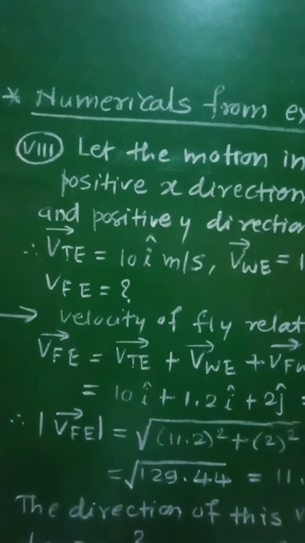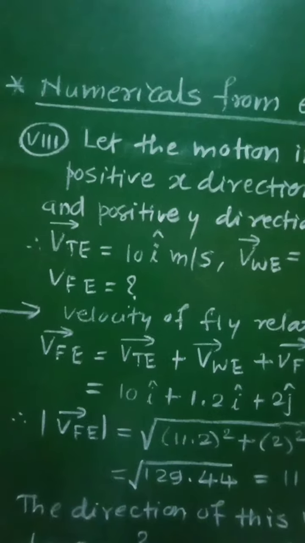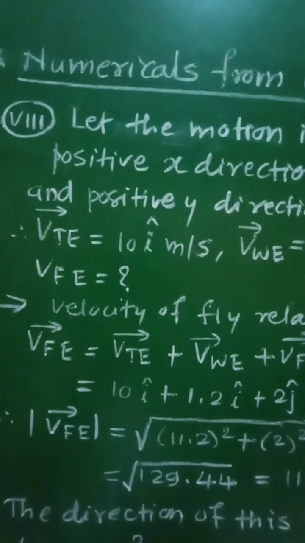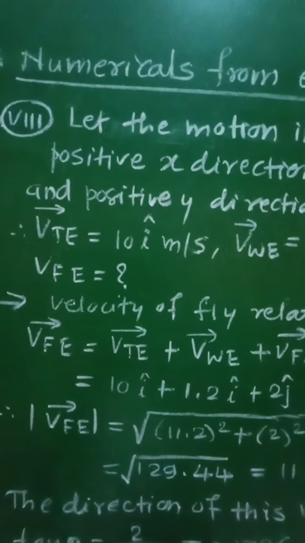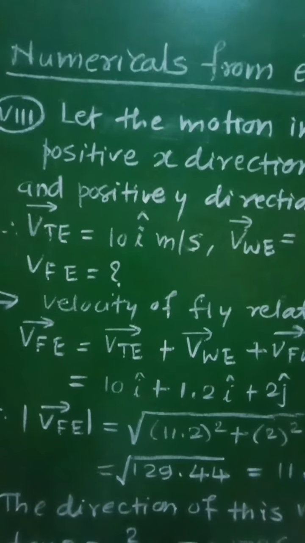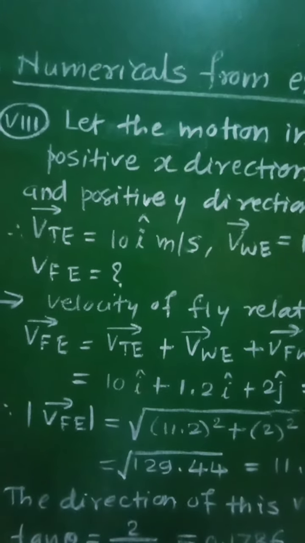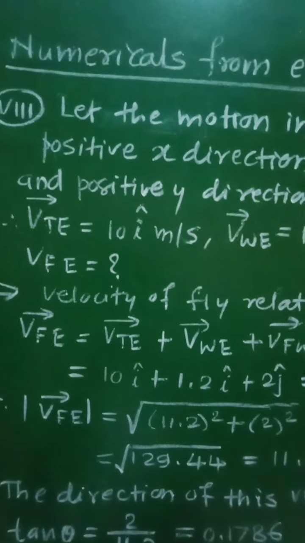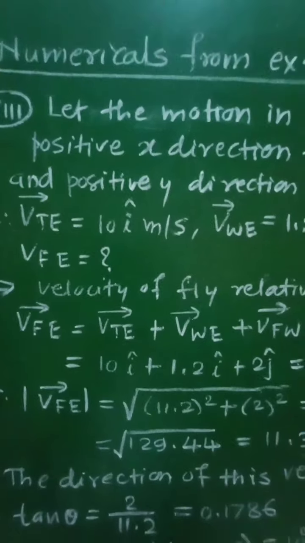A waiter is walking eastward at 1.2 meter per second and a fly is charging towards the north across the waiter's tray at 2 meter per second. What is the velocity of the fly relative to Earth?